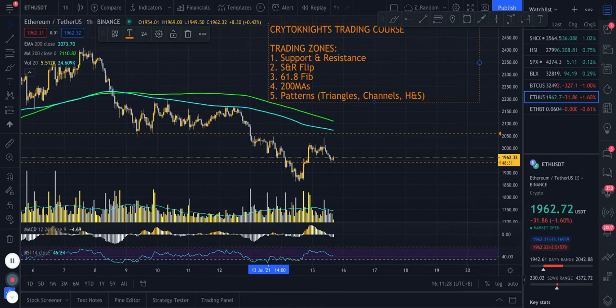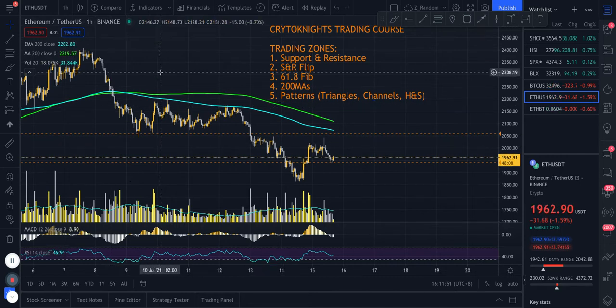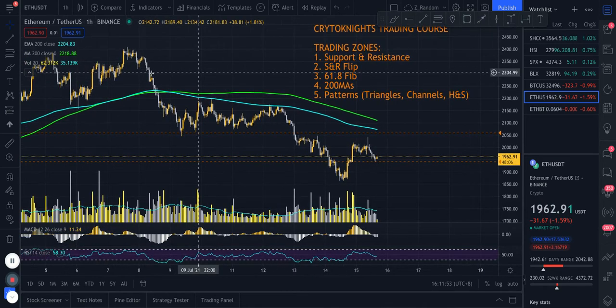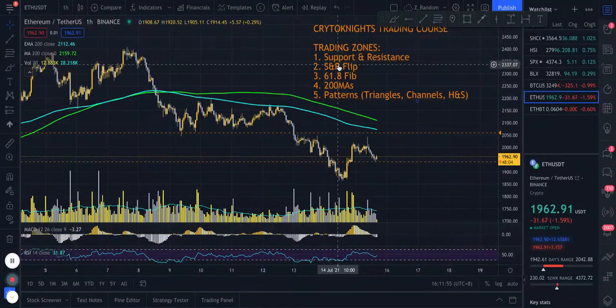The levels that we'll be going over today are the following. 1. Key support and resistance. 2. S&R flip, or support and resistance flips, the 61.8 fib, the 200 MAs, and any other patterns such as triangles, channels, double bottoms, double tops, head and shoulders, etc. Let's get started. So first things first, we'll look at support and resistance.